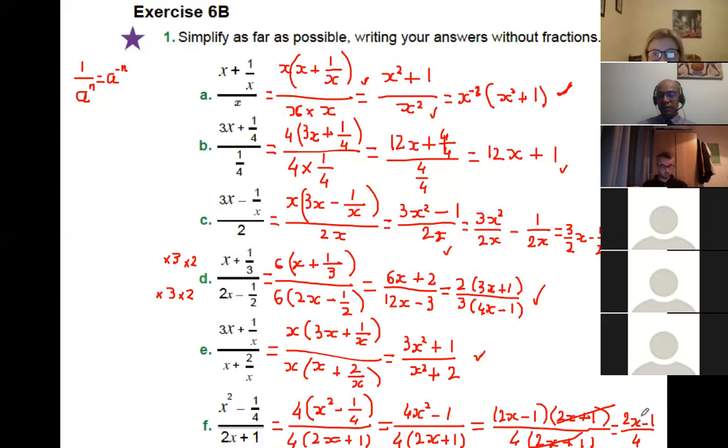I'll give you a tip. If I replace here x with 1, what do I get? 2 times 1, 2. 2 minus 1, 1. 1 over 4 is a quarter. Now, check. 1 squared is 1. 2 times 1 is 2 plus 1, 3. So you've got 3 here. So here we said 4 over 4 minus a quarter, which is 3 over 4, divided by 3. So 3 quarters divided by 3 is just a quarter.